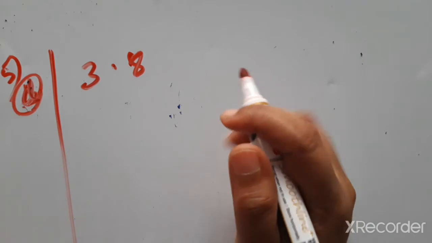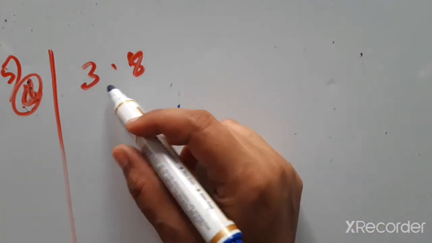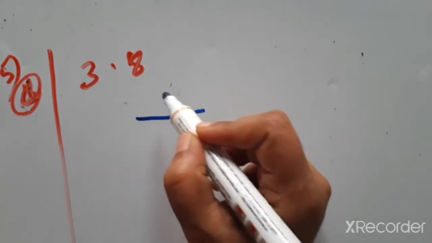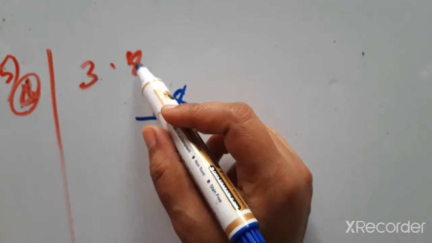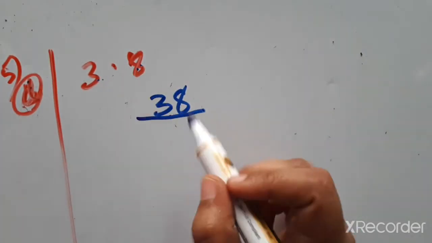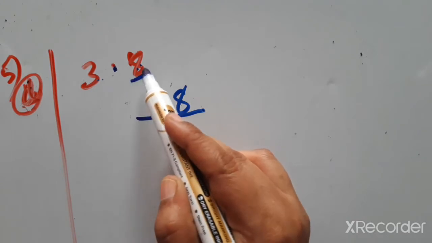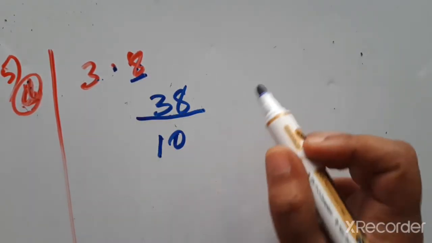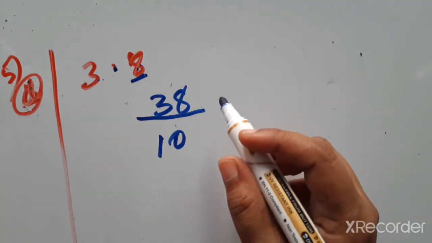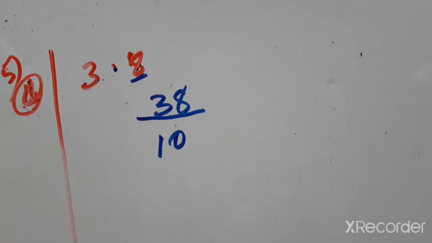Next, D, 3.8. Now we have to write this in fraction form first. 3.8 means how to write? The numerator is without the decimal point, that is 38. And after the decimal point only one number, so we write 10. If two numbers, we write 100. So 38 by 10.